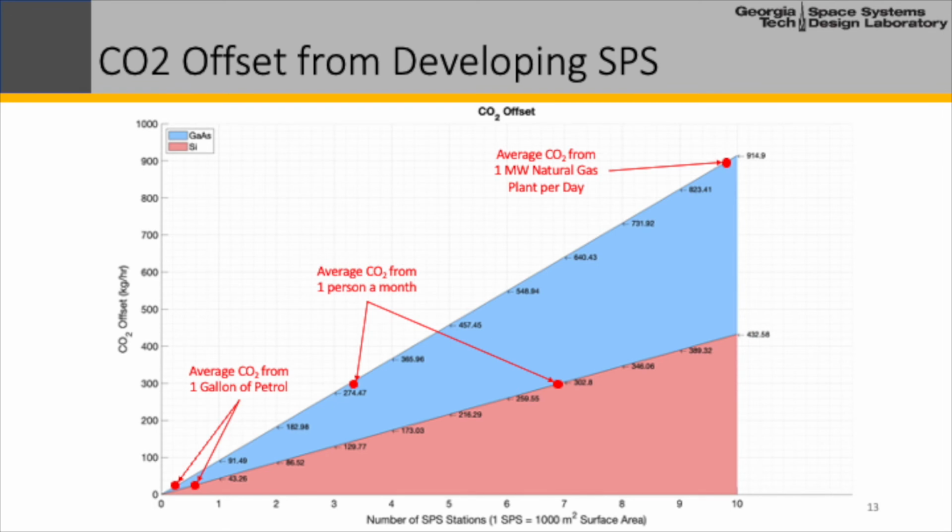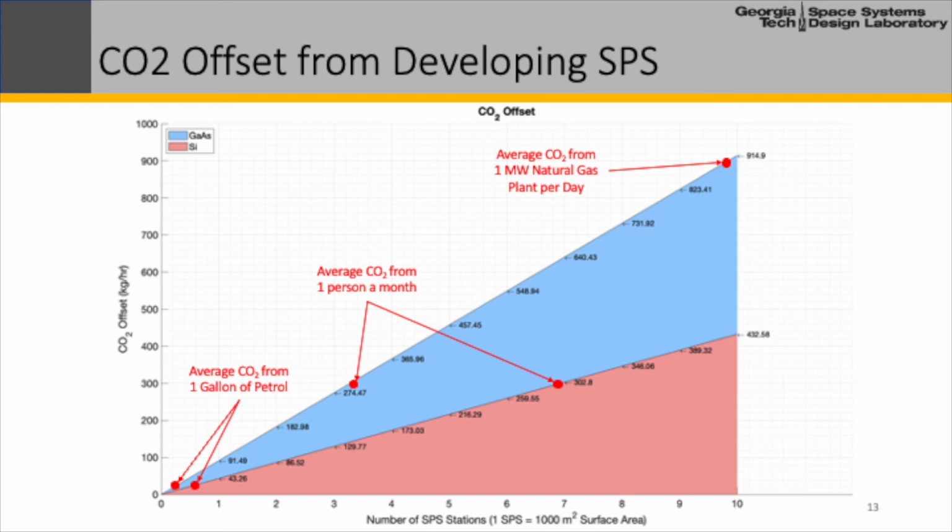Similarly, on this slide, you can see a plot that represents the total CO2 offset as a function of the total number of solar power satellites in space. You can see that with one solar power satellite, in an hour of direct sunlight, our solar power satellite would easily offset the CO2 footprint associated with 1 gallon of petrol. 4 solar power satellites using gallium arsenide solar cells in an hour could also offset the CO2 footprint generated by a person in 1 month. In the case of using silicon solar cells, again, you would need about 8 solar power satellites.